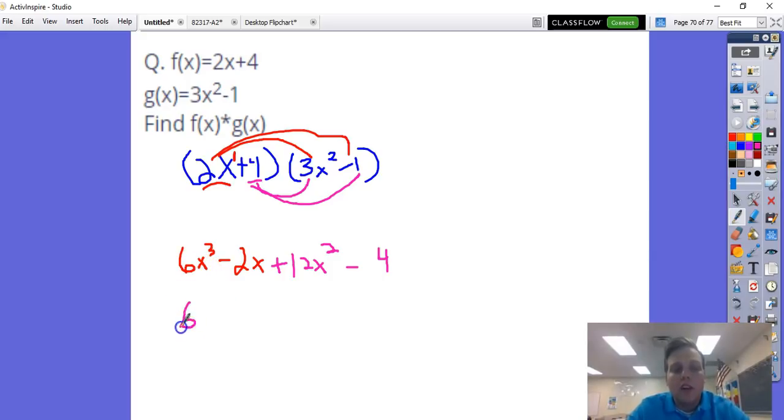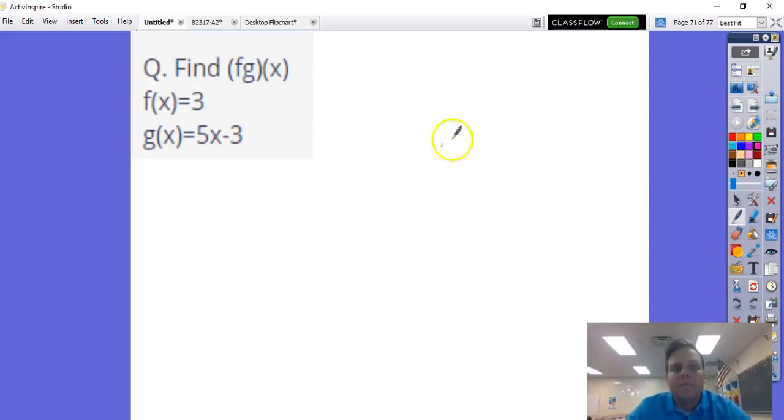No. So 6x cubed. Then I like to go down in order of the powers, so from x cubed to x squared. So are there any x squares? Yep, there's a 12x squared right here. Are there any other x squares? No, so I write plus 12x squared because it was a positive. And then minus 2x, and then minus 4 because none of those are like terms. And there we go. All right, next problem.